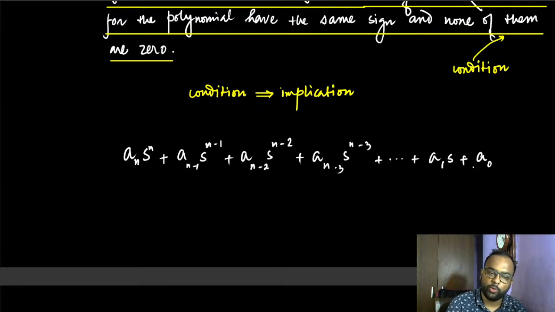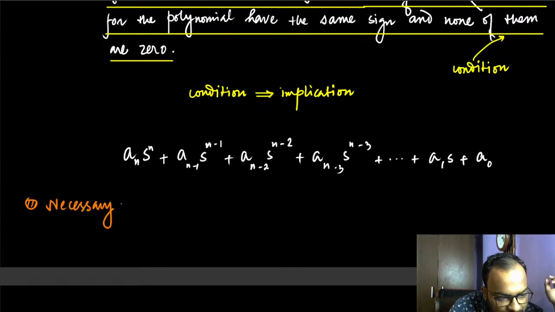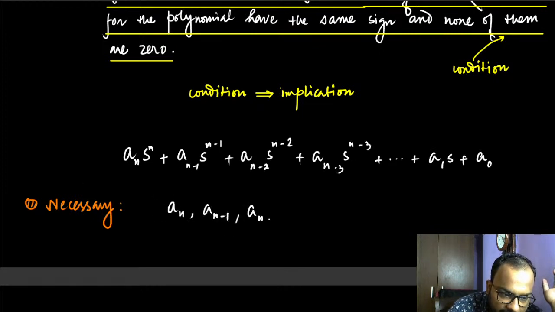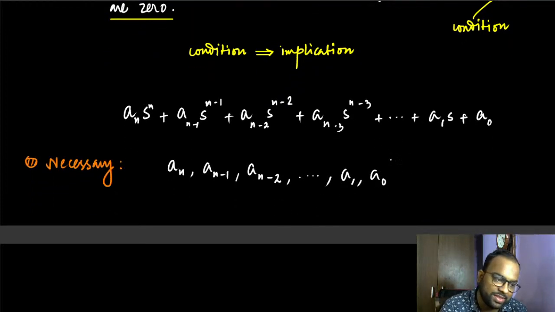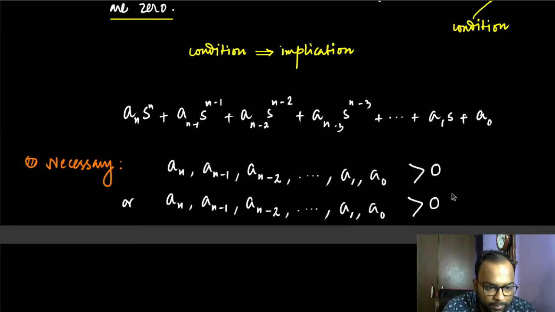So now we are checking whether this polynomial is a Hurwitz polynomial or not. The first thing we need to do is check the necessary condition. If the necessary condition is violated, then we know it is not a Hurwitz polynomial. So we have to check whether all the coefficients, a_(n-1), a_(n-2), up to a_1, a_0, have the same sign. They should either all be positive or all be negative. There cannot be any changes in the sign.